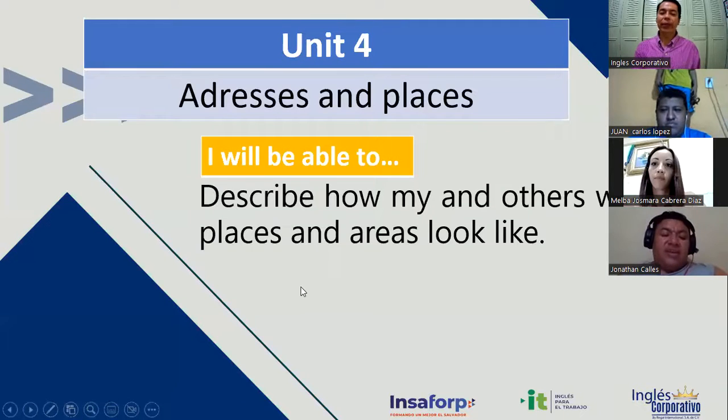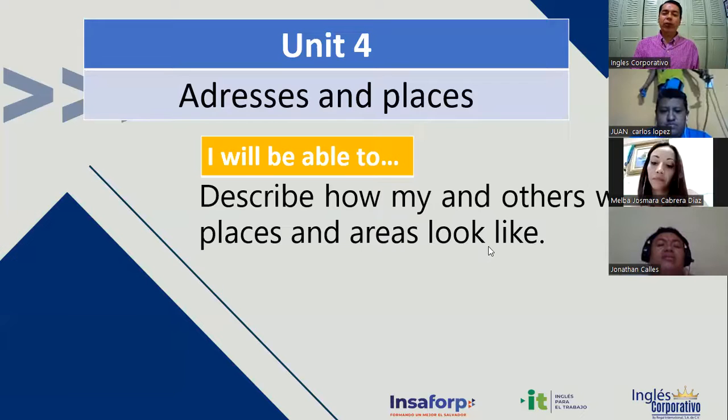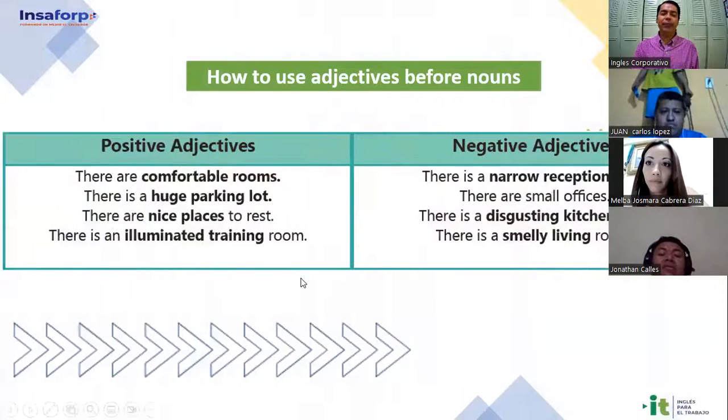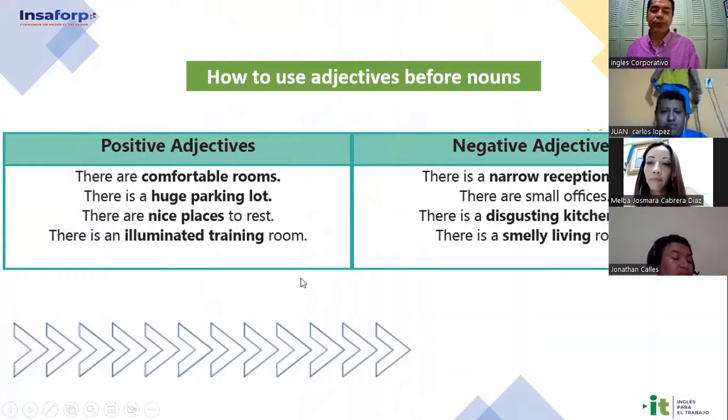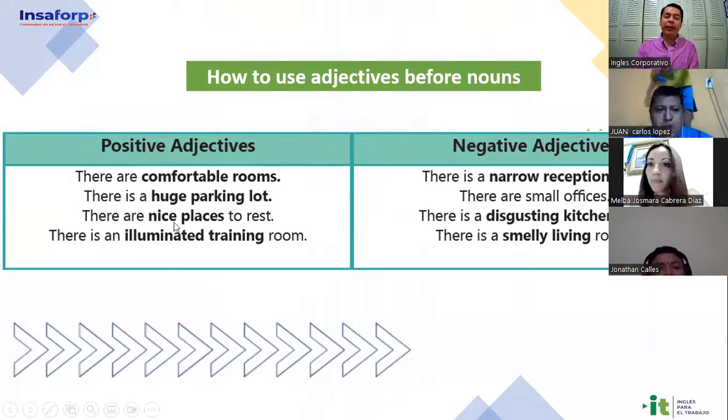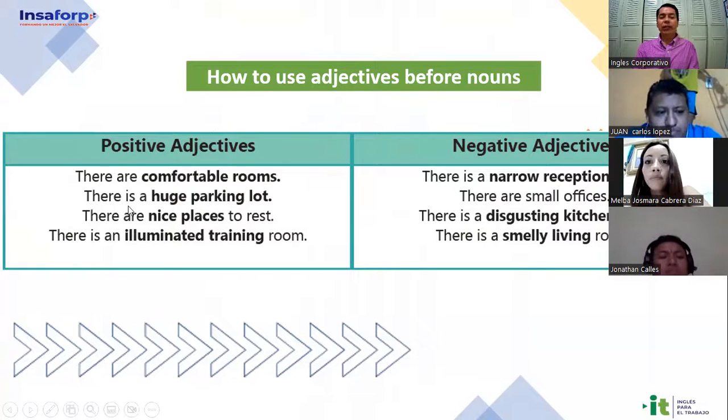Yes? Okay, good. The objective for tonight is to describe how my and others' working places and areas look like. ¿Cómo están, dónde se ven, etcétera, etcétera, right? Okay, good. We're going to practice with there are and there is. But tonight, we're going to add adjectives. Esta noche vamos a trabajar con adjetivos para describir el lugar donde ustedes trabajan.